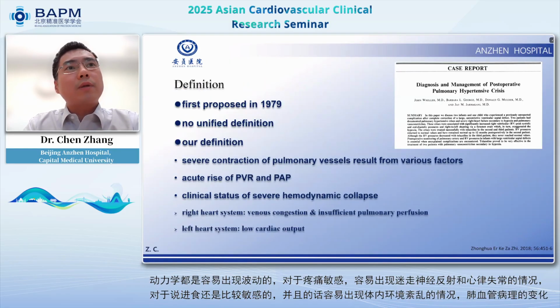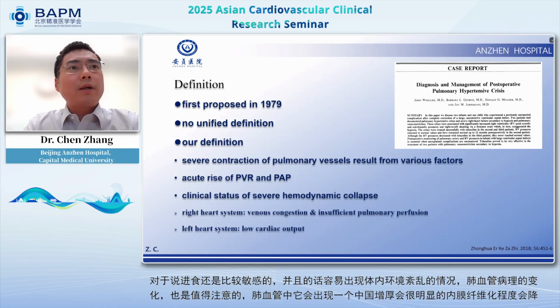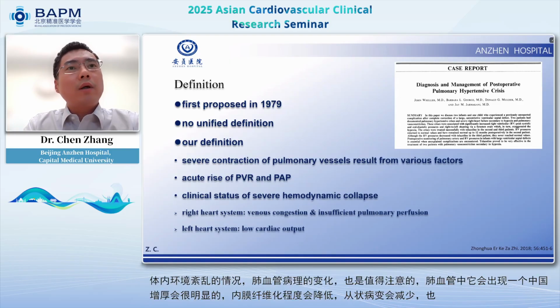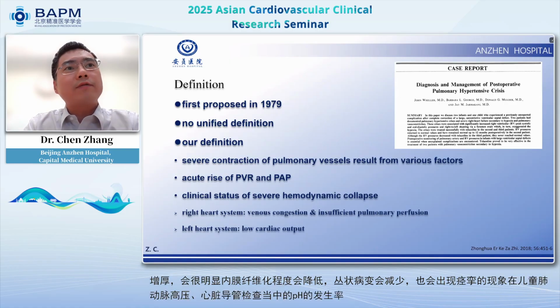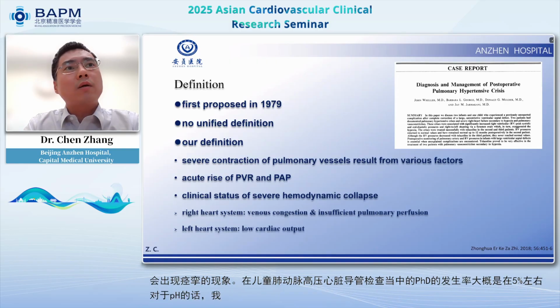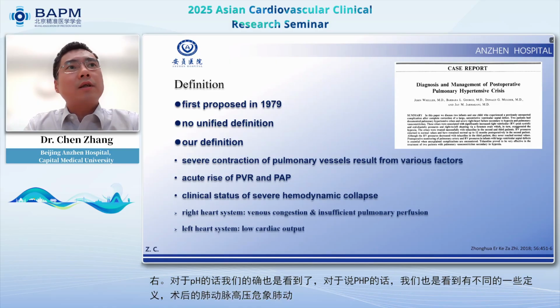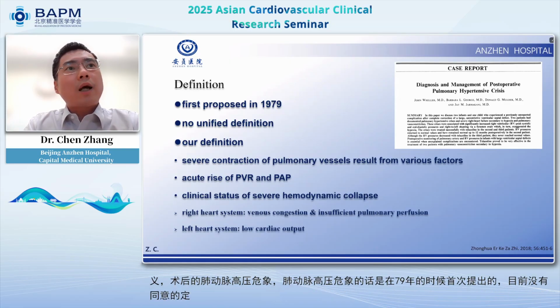PHC was first proposed in 1979 in a case report, but there is no unified definition yet. Here is our proposed definition. Because of severe contraction of pulmonary vessels resulting from various factors, an acute rise of PVR and PAP leads to a clinical status of severe hemodynamic collapse. For the right heart system, there are venous congestion and insufficient pulmonary perfusion. And for the left heart system, there is low cardiac output.